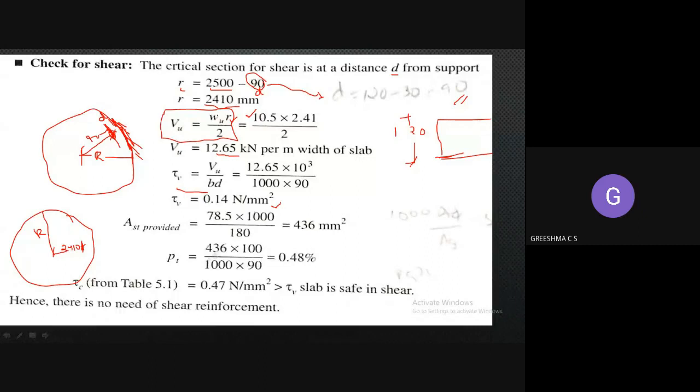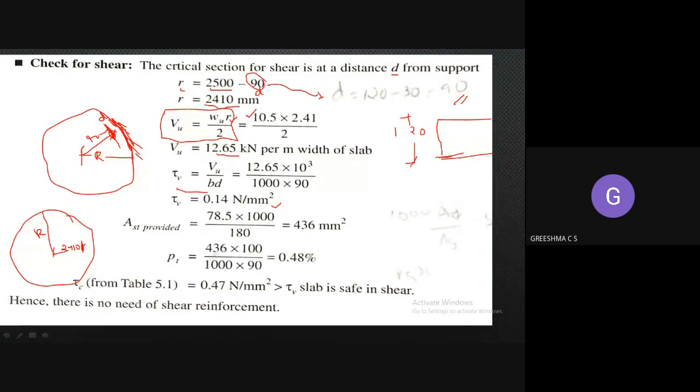Okay. So next you have to find out whether this shear stress developed is within the limit or not. IS 456 recommends certain shear stress values. Based on those values, we have to see whether our shear stress is within the limit or not, as recommended by the IS code. For that, you have to refer to IS 456 page number 73.